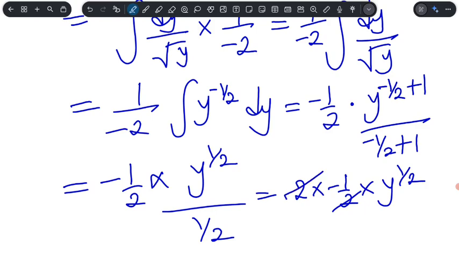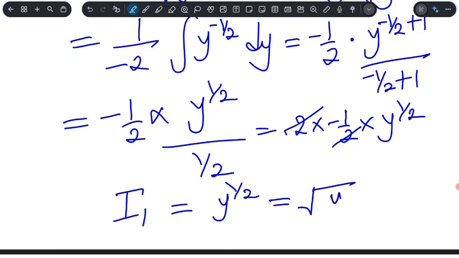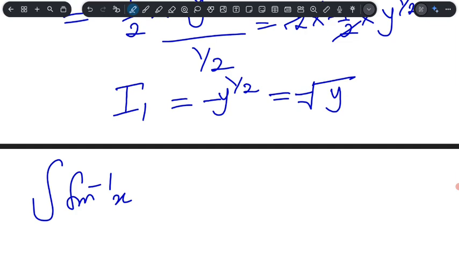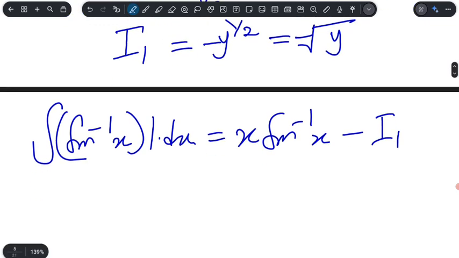So we cancel this, telling you that I1 gives us y raised to the power half, which is equal to the square root of y, and there is a minus here, so you have minus the square root of y. Recall that the integral of arc sine x times 1 dx that we tried to integrate gives us x arc sine x minus I1, plus a constant. This should be our answer.